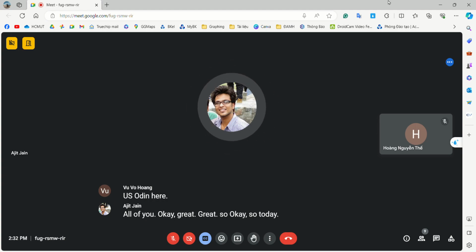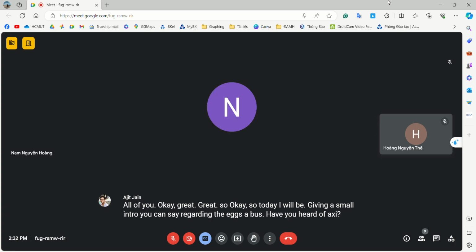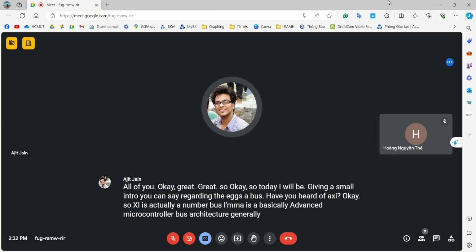Today I will be giving a small intro, you can say, regarding the AXI bus. Have you heard of AXI? Yes. Okay. AXI is actually an AMBA bus. AMBA is basically the Advanced Microcontroller Bus Architecture, generally used with different SoCs for data transfer.